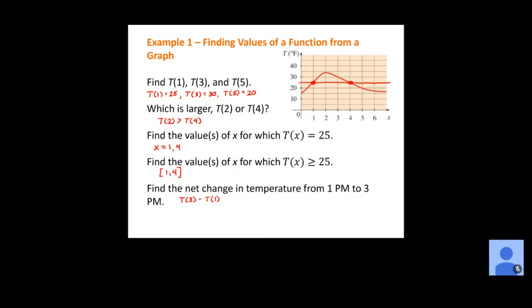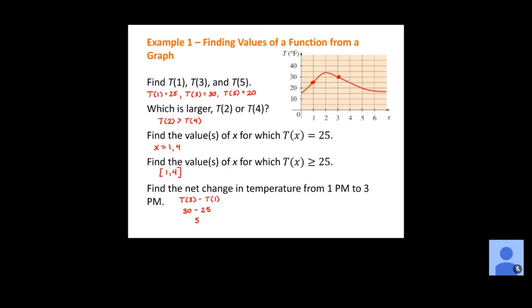The b value this time would be 3. The a value would be 1. And so we're just going to subtract those t values now. Well, I need to find t of 3 this time. So if I follow that up, it's going to give us a value of 30. And then t of 1, again, if we follow that up to our curve, that should be a value of 25. And so now when we subtract 30 minus 25, that gives us 5.